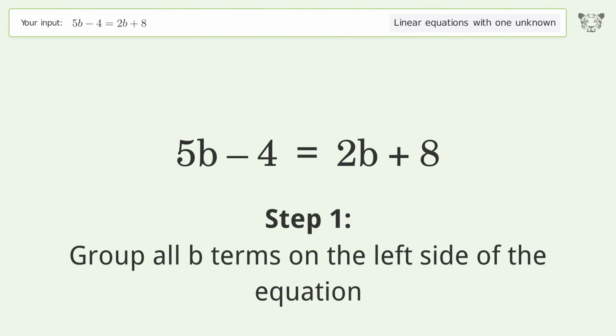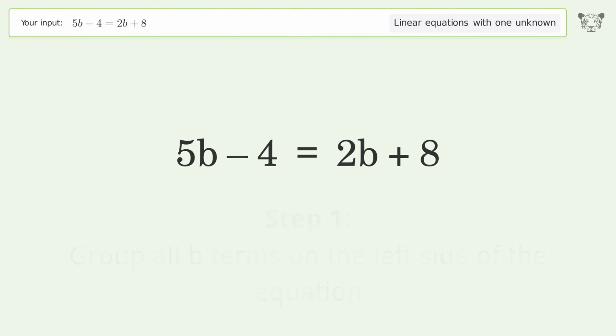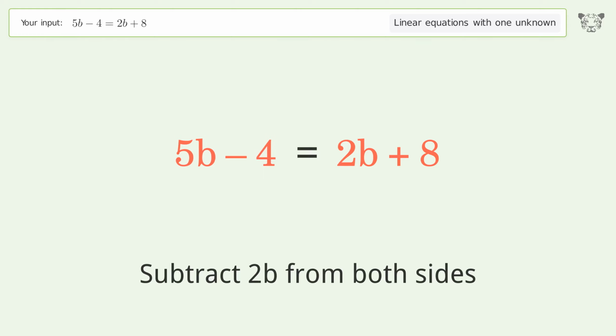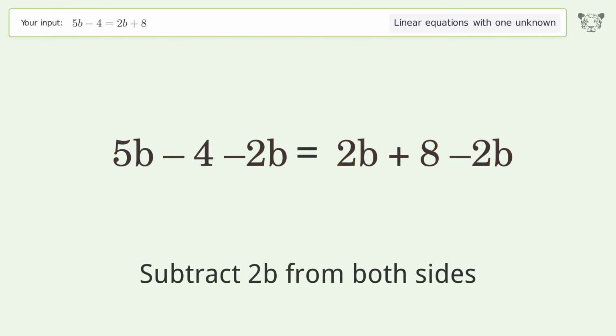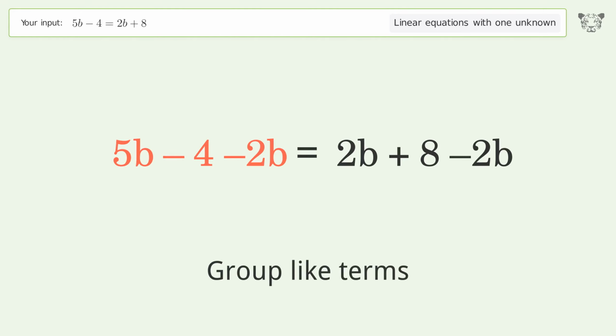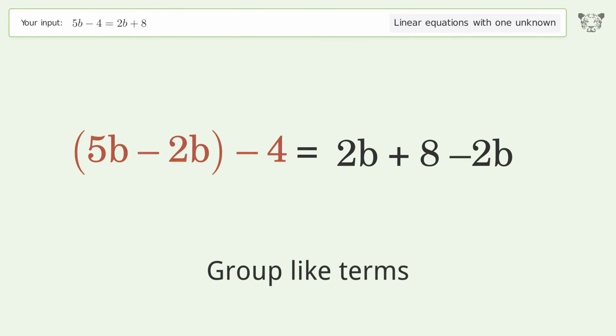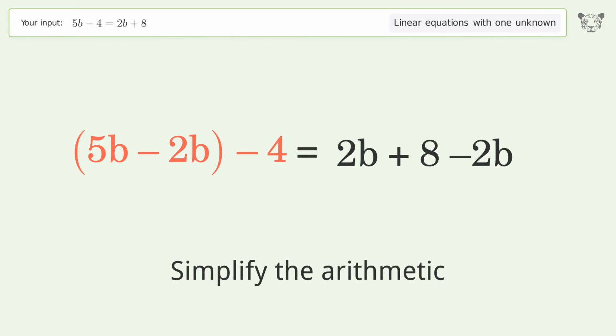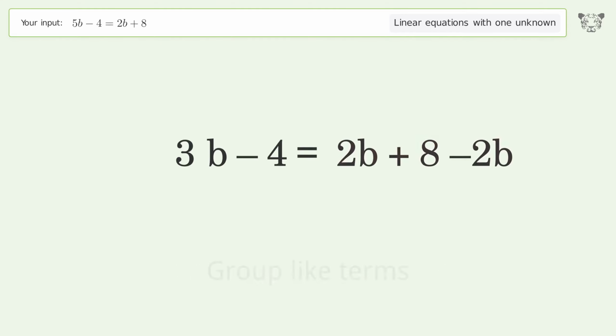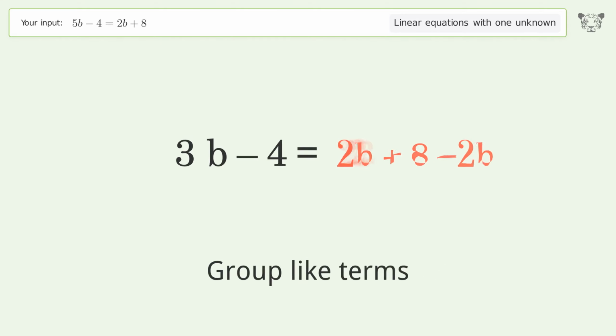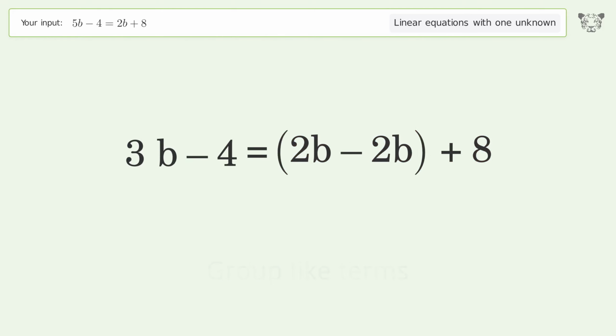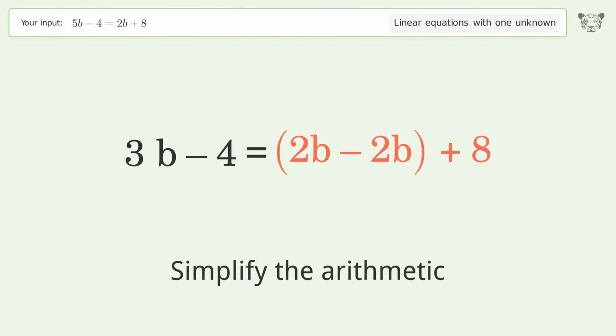Group all b terms on the left side of the equation. Subtract 2b from both sides. Group like terms. Simplify the arithmetic. Group like terms. Simplify the arithmetic.